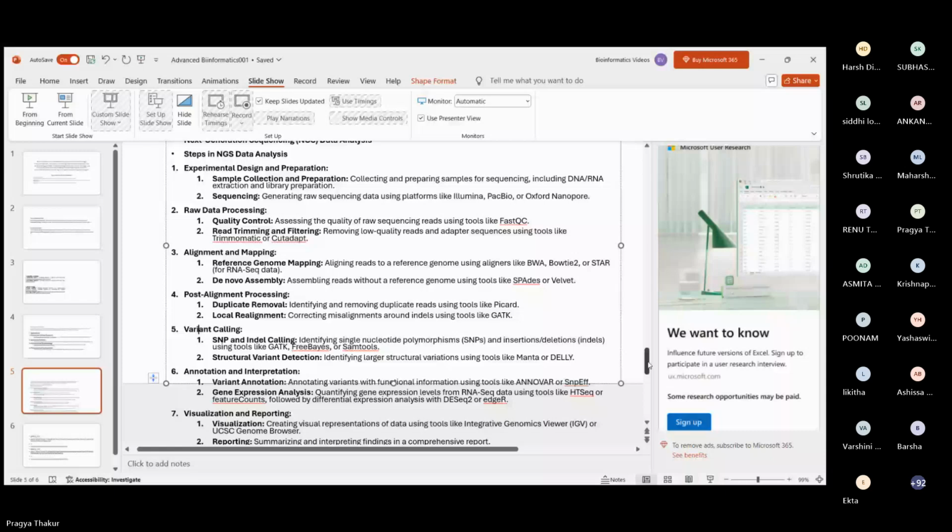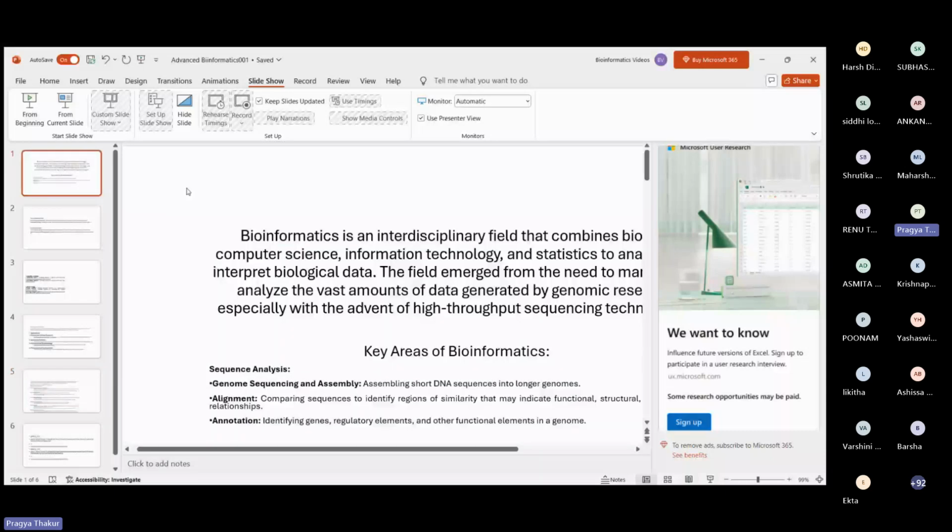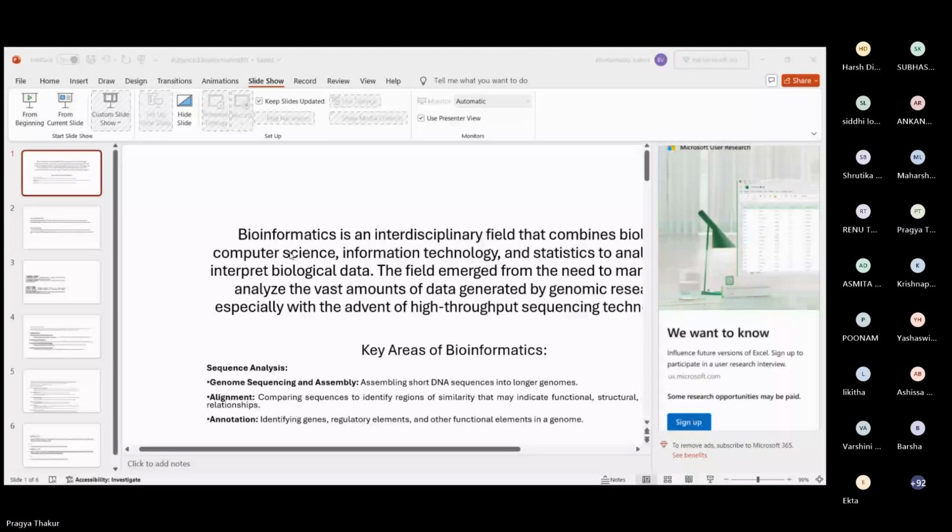So our purpose is, let me start from the beginning. A warm welcome to all of you to this class of advanced bioinformatics. Before going through the deeper roots of bioinformatics and advanced bioinformatics, we should understand what bioinformatics is.